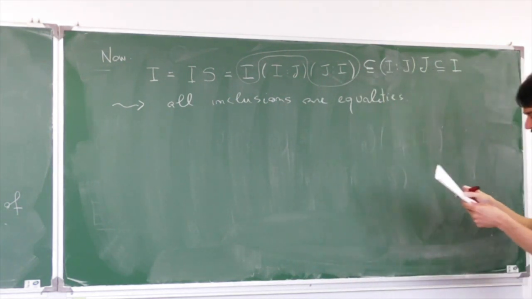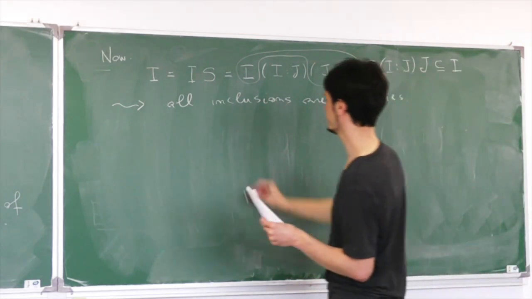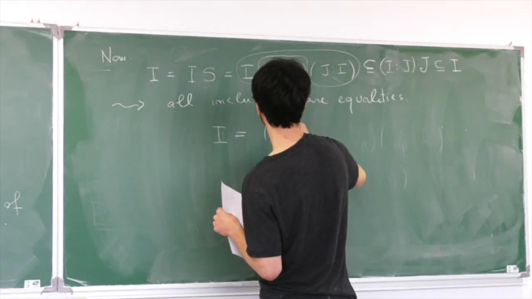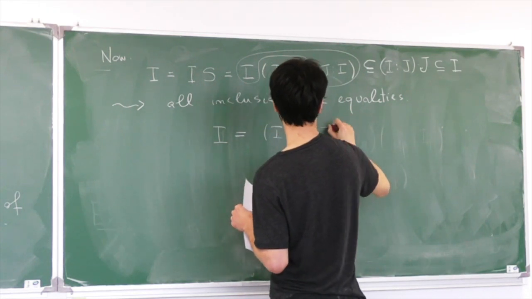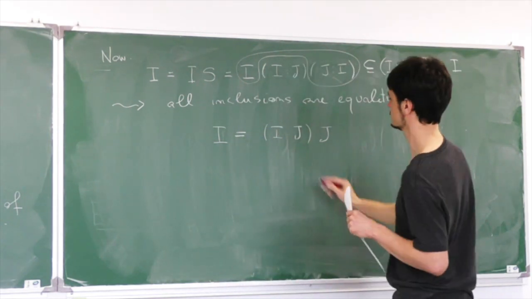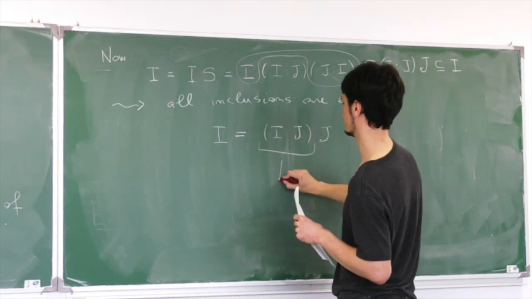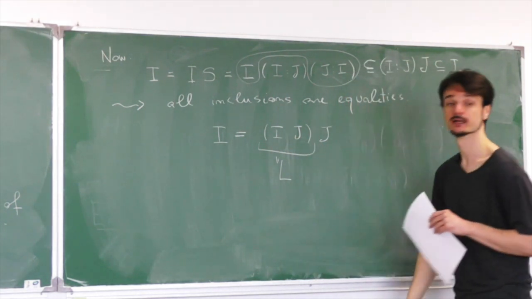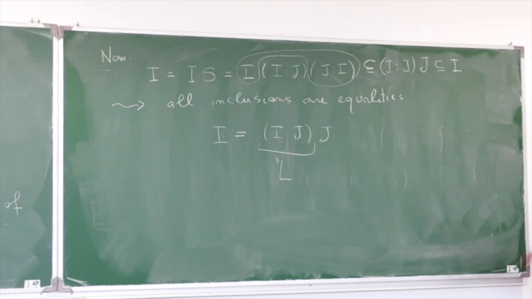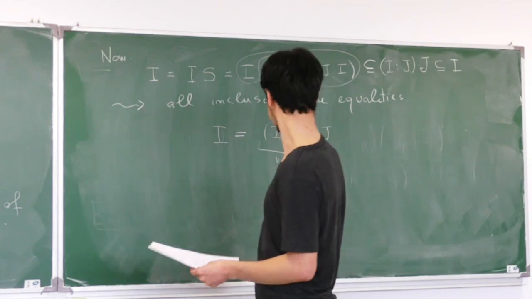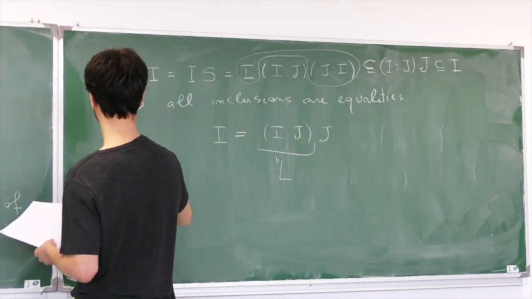And in particular, this means that we have that I is equal to I colon J times J, which is this part here, so we have equality. And we also just said that this is an invertible ideal, so this is going to be our L from the definition of free. Great, so this concludes this implication. And for the last implication, that's maybe the easiest.